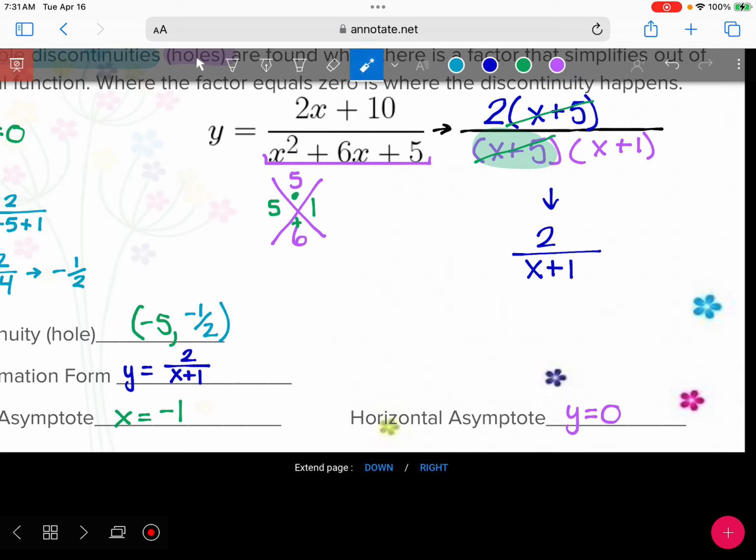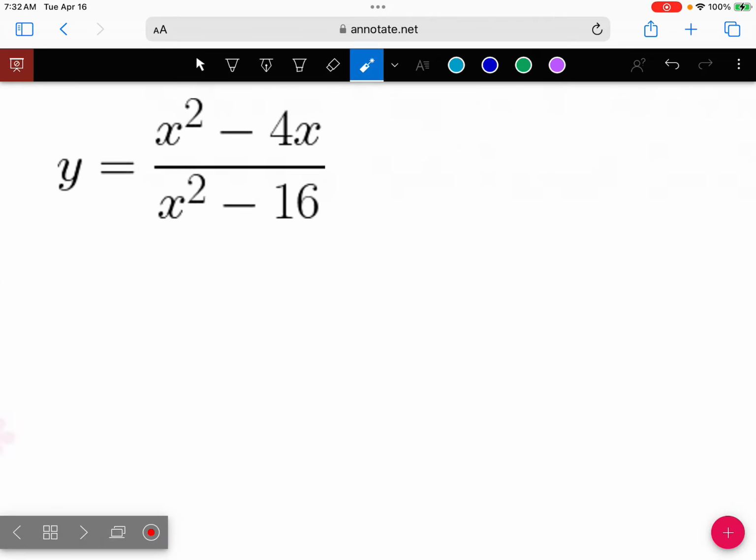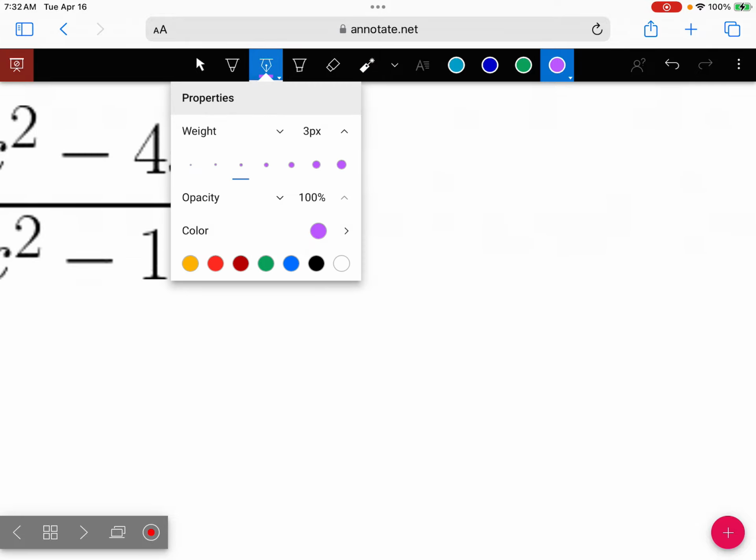Okay. So when we have differing degrees like this, where I just have the one piece that cancels out, we will often wind up in our transformation form. Sometimes we're still going to have to use our division stuff. So we're going to look at one like this. And we're going to do the same thing. All right, so our first step is to come up here and try and factor and see if things simplify out.